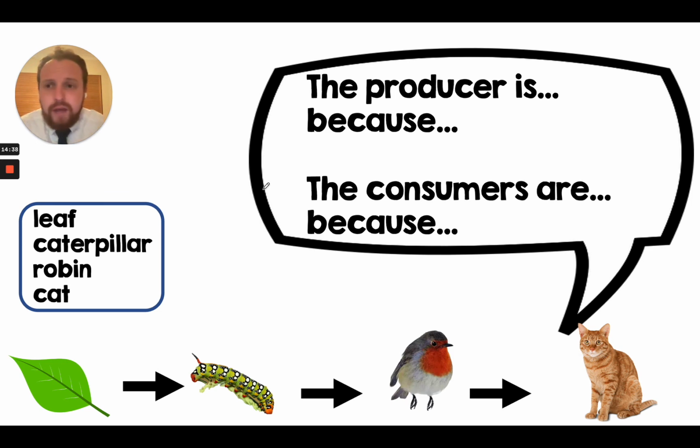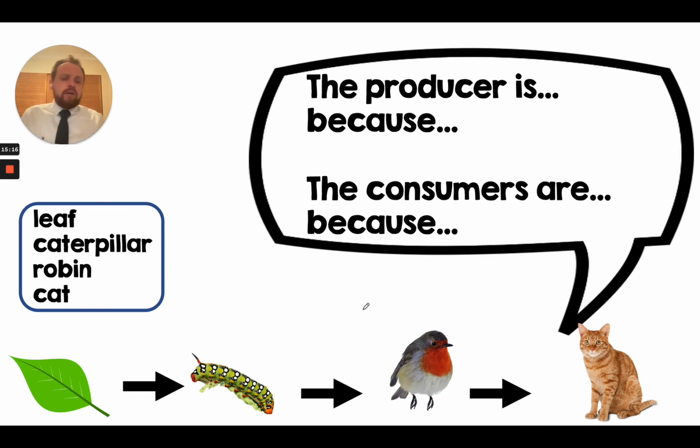Okay, so hopefully you've done that. I'm now just going to talk through it briefly. So the leaf is the producer because it makes its own energy. It doesn't eat a plant or an animal. It gets its energy from sunlight, from photosynthesis. So the leaf is the producer, which then means everything else here is a consumer. So the caterpillar, the robin, and the cat are all consumers because they all get their food from eating plants or animals. So the producer is the leaf, the consumers are the caterpillar, robin, and cat.